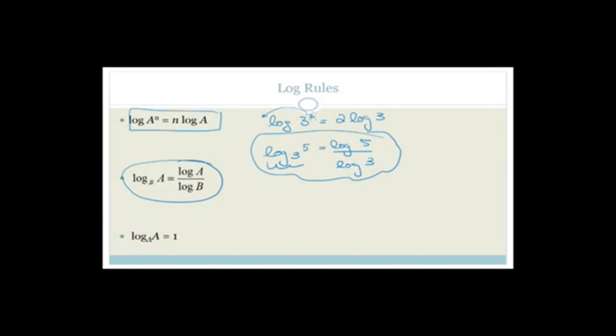And finally, log a base a equals 1. In other words, log of anything, where it be base 6, is equal to 1. And that makes sense because if we rearrange it, 6 to the power of 1 is equal to 6. It works like that: it goes that to the power of that is equal to that. So if I've got log 8 base 2 equals y, I've got 2 to the power of y equals 8. It makes like a little circle.